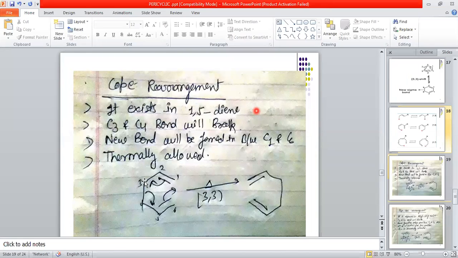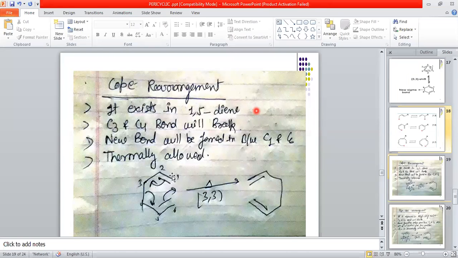Now again the bond will rotate, or we can say the electrons will be rearranged. Again the double bond will shift to this side. This will make a double bond. Now this bond will shift to this side. What will happen? This particular sigma bond will be broken, and here a new bond will be formed.